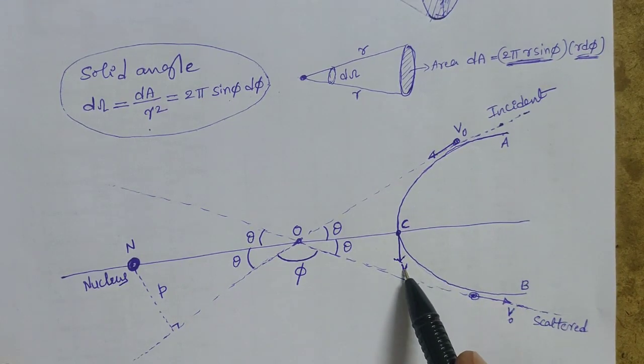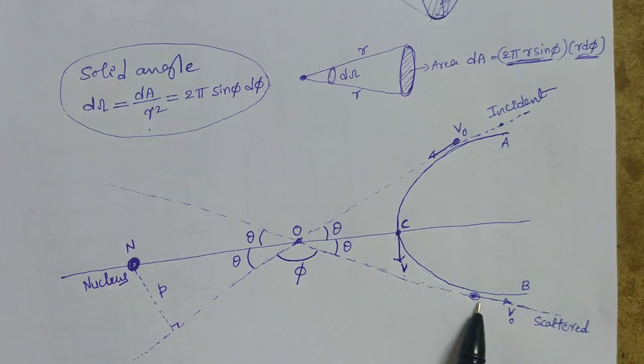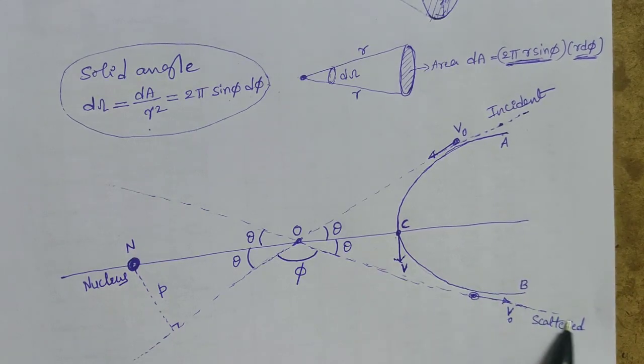And the alpha particle will have the velocity v here. The velocity v is decreased, the kinetic energy is decreased. So now they scattered and they are going like this. This is the scattered direction. When again they reach infinity, the velocity will be v naught again. Of course, the speed is v naught.